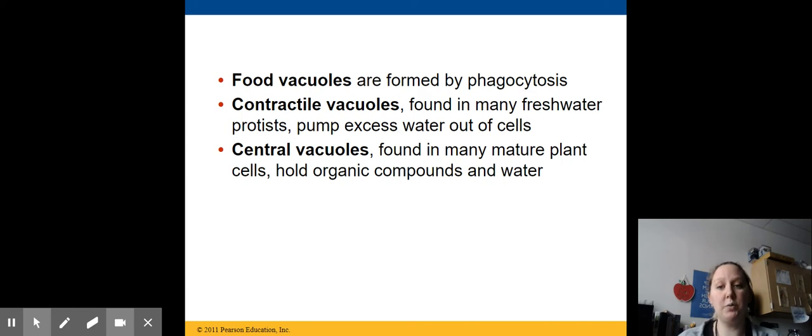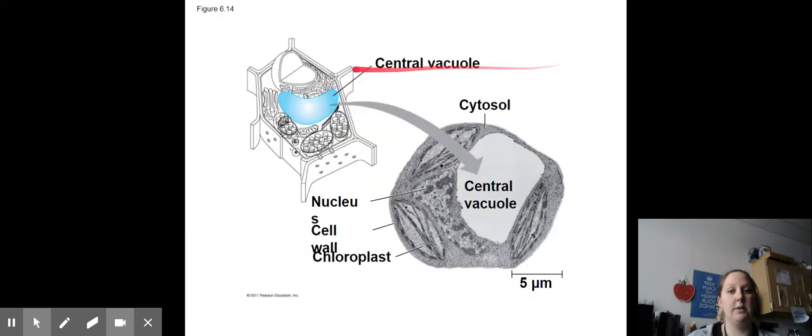We also have contractile vacuoles. These are found in freshwater protists and are responsible for pumping out excess water from the cell. And central vacuoles, which are found in plant cells, and their job is to help support the interior of the cell by filling itself with organic compounds and mostly water. So here we see that central vacuole, it's taking up probably a third, sometimes even more of the cell, to really help support that cell wall from the outside.